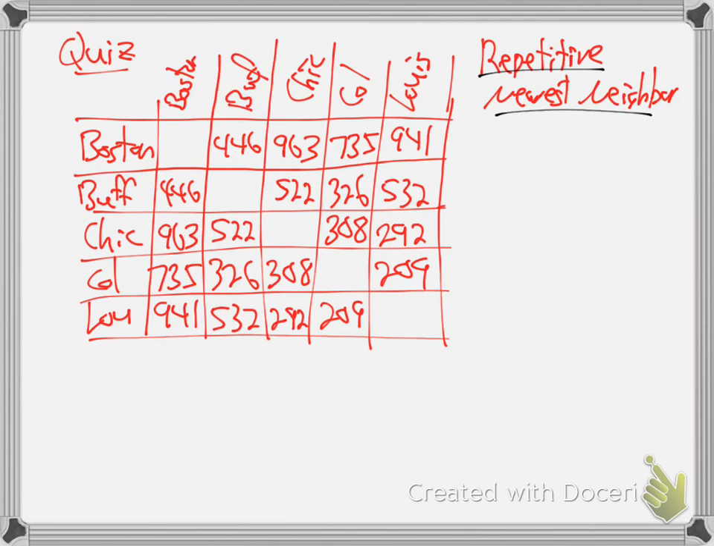So this is repetitive nearest neighbor, which means you pick a starting point, any starting point. Let's just start at Boston, because that one comes first. I'll start at Boston, and then you just go to the nearest neighbor. So who's the nearest neighbor to Boston? This is the quiz question. Who's the nearest neighbor to Boston?